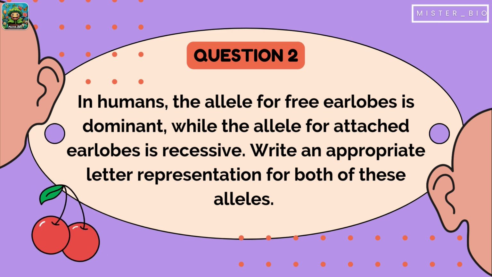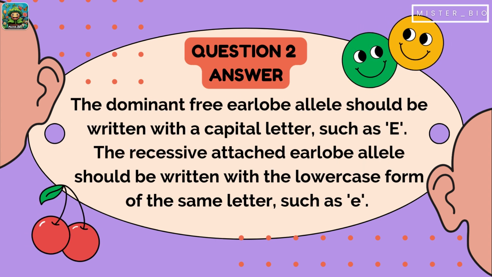Question number two. In humans, the allele for free earlobes is dominant, while the allele for attached earlobes is recessive. Write an appropriate letter representation for both of these alleles. The dominant free earlobe allele should be written with a capital letter such as the uppercase E. The recessive attached earlobe allele should be written with the lowercase form of the same letter such as the lowercase e.